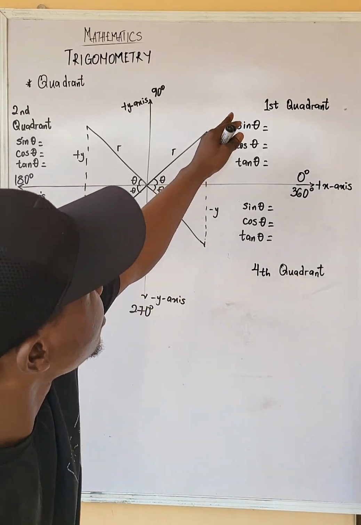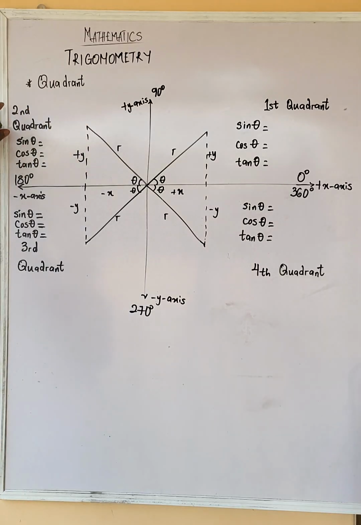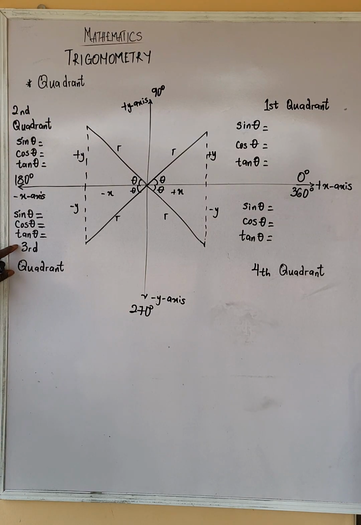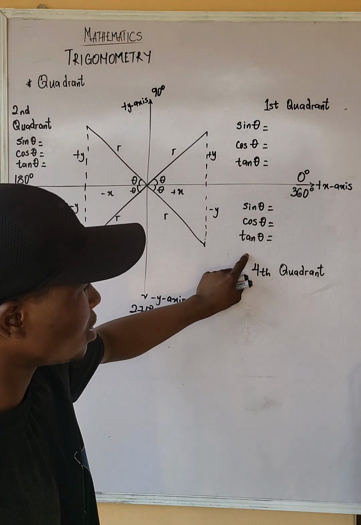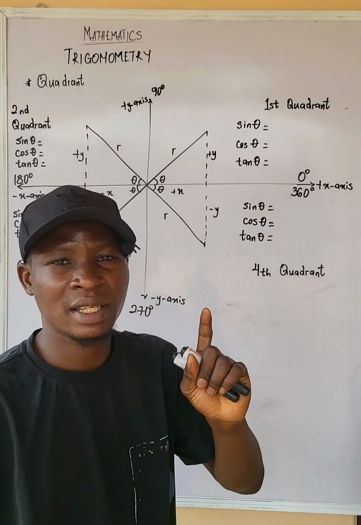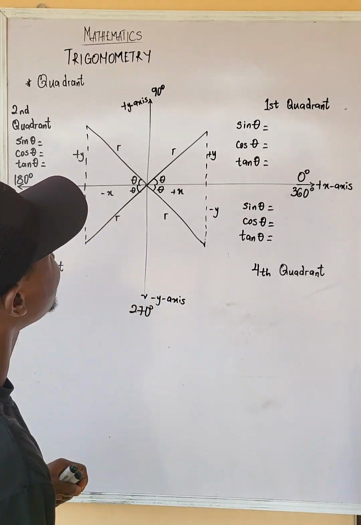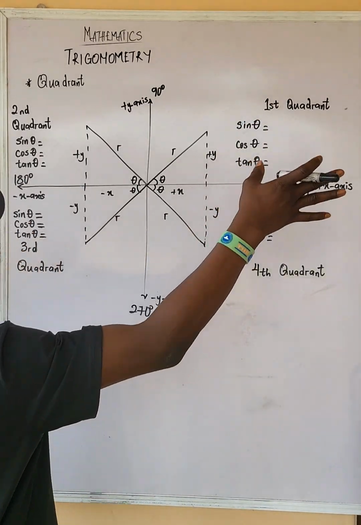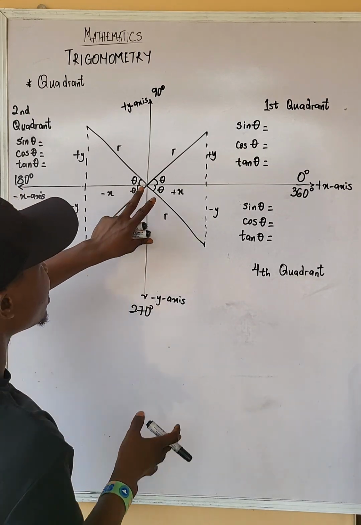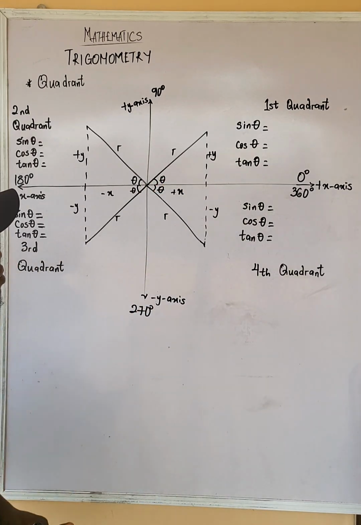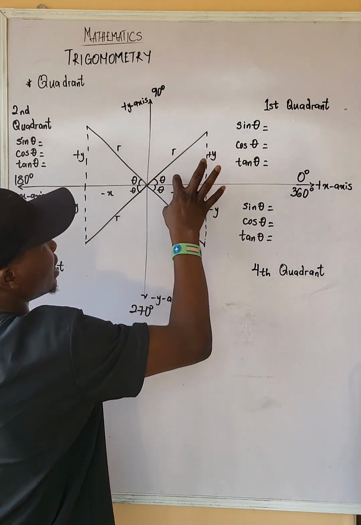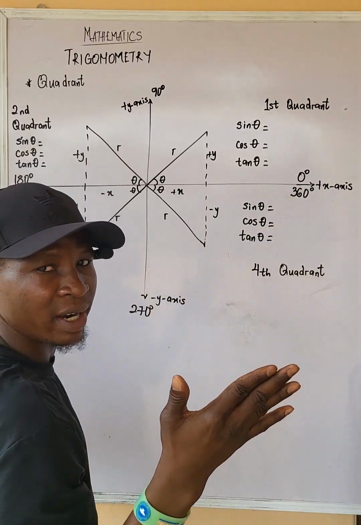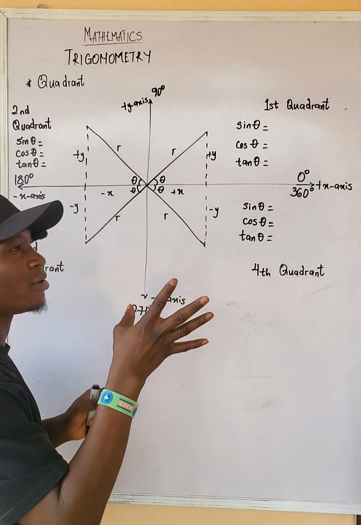So this is our first quadrant. This is the second quadrant. This is the third quadrant. This is the fourth quadrant. So I want to explain everything in one diagram. Now, before we come to all this sin theta, cos theta, and whatever, let me just explain this short diagram here. I'm supposed to split the first quadrant, but I want to join everything together.